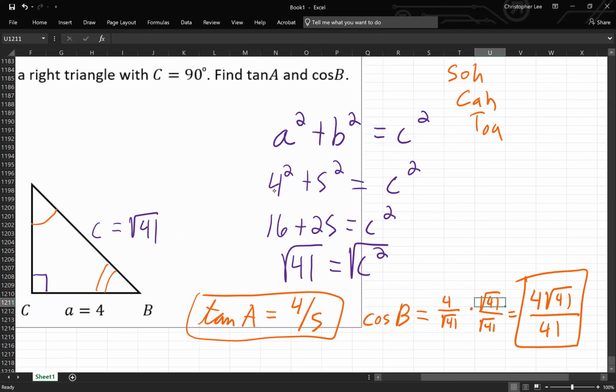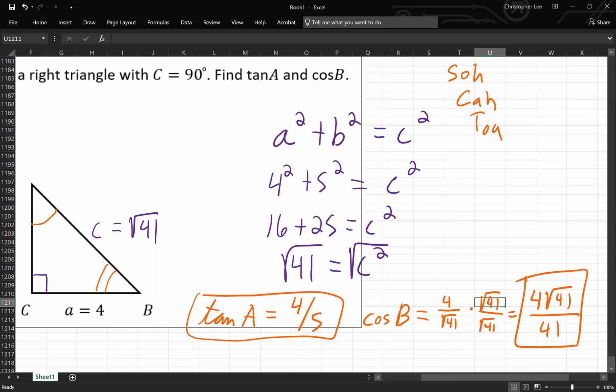All right. Questions on this? Anybody? All right. So SOHCAHTOA, sine is opposite over hypotenuse. Cosine is adjacent over hypotenuse. TOA, tan is opposite over adjacent. All right.